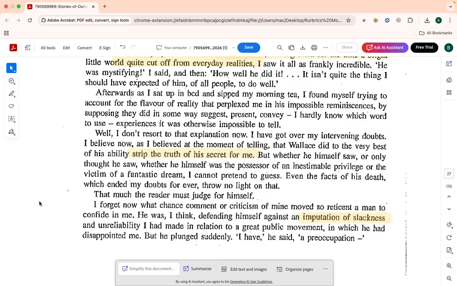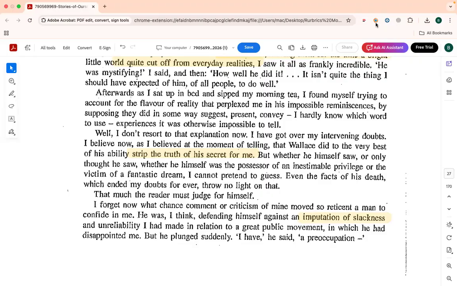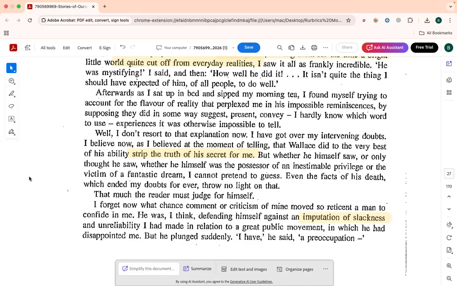Yes, Meera? I think defending himself against an imputation of slackness and unreliability I had made in relation to a great public movement in which he had disappointed me, but he plunged suddenly. I have, he said, a preoccupation. Imputation, what does imputation mean in this sense, by the way? I think defending himself against an imputation of slackness. Yes?